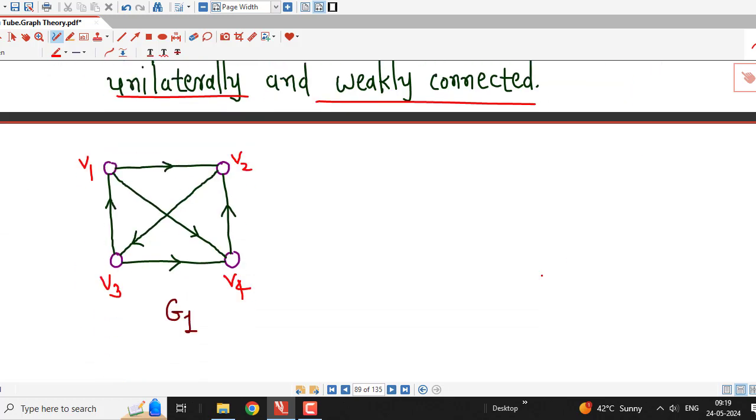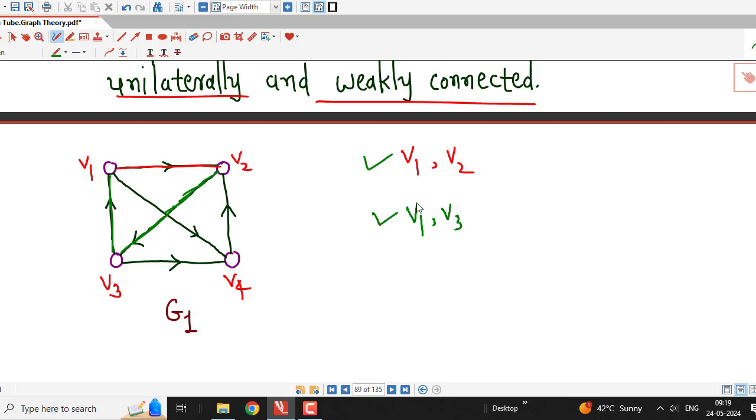So here I have taken one graph denoted by G1, and we can see that this is strongly connected. We have to check for each and every pair of nodes. If I take V1 and V2, then from V1 to V2 we have this path, and from V2 to V1 we have this path. So both the nodes V1 and V2 are reachable from each other.